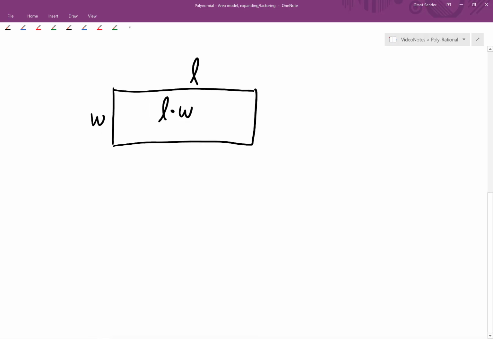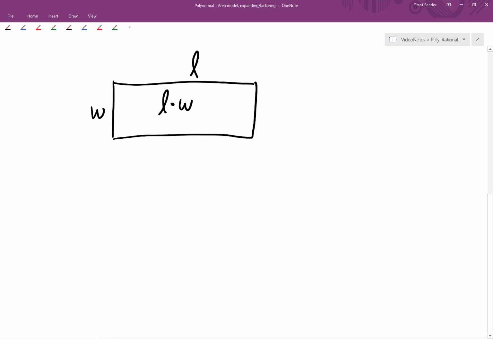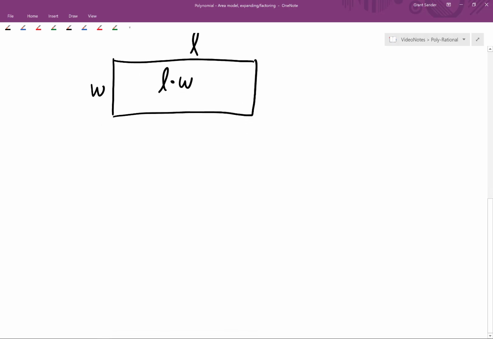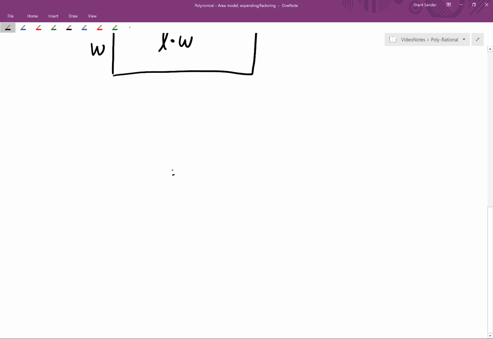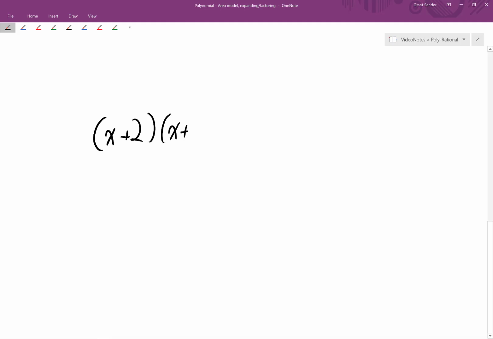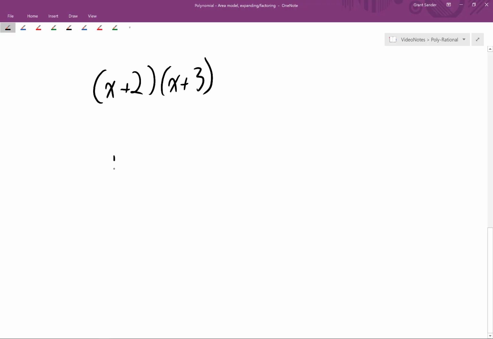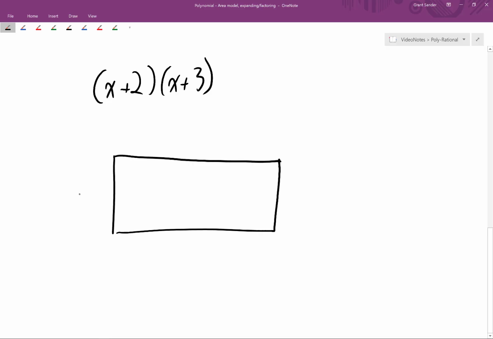Now this seems pretty simple, but we can use this idea to help us think about some other sophisticated mathematical ideas. So let's consider the product x plus 2 times x plus 3. Suppose we want to write this product out in expanded form and write it as a standard form polynomial. What we can do is draw a rectangle like this. It's not going to be to scale, but we'll say that the width is x plus 2 and the length is x plus 3.